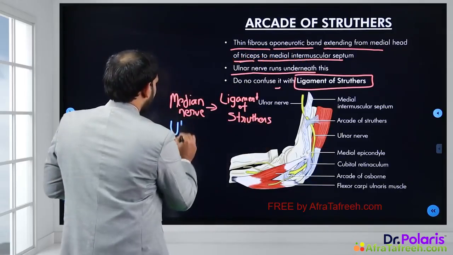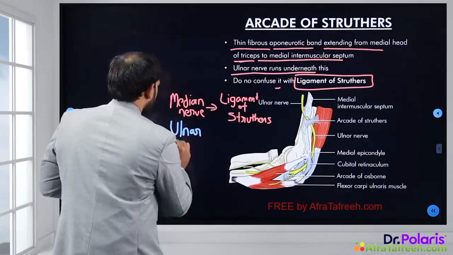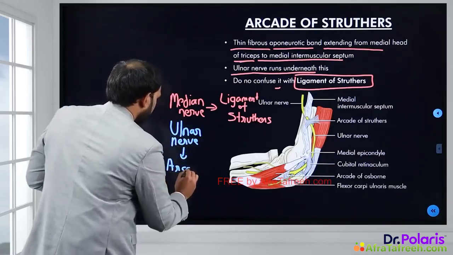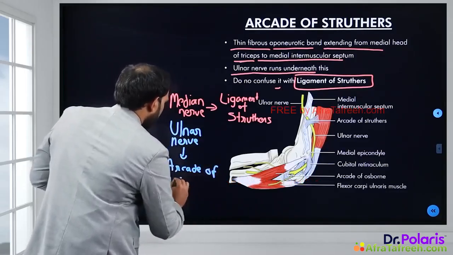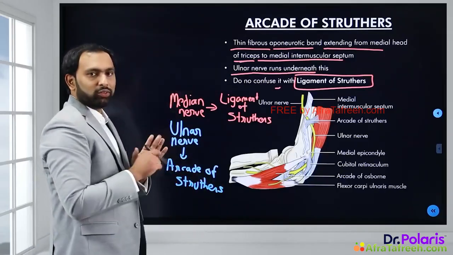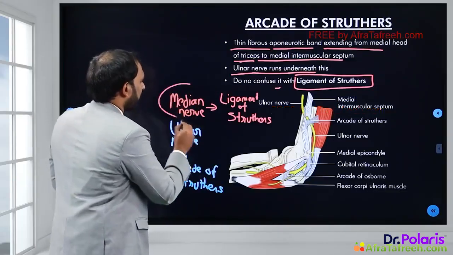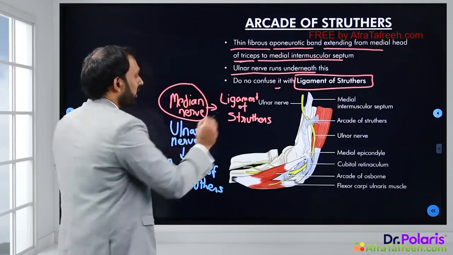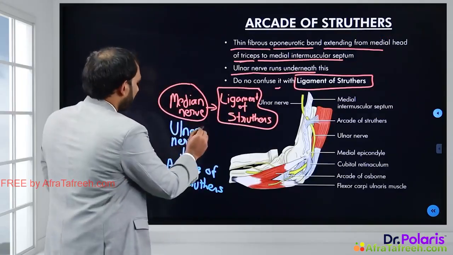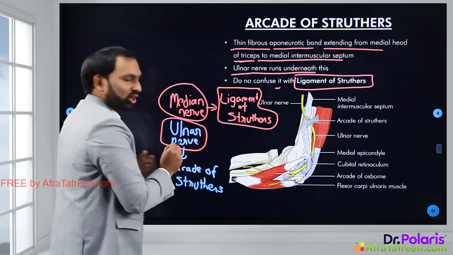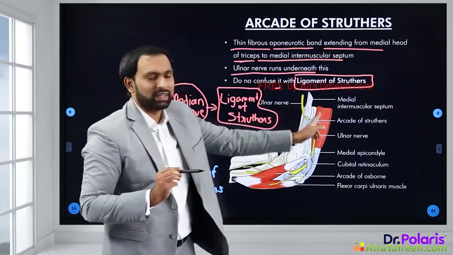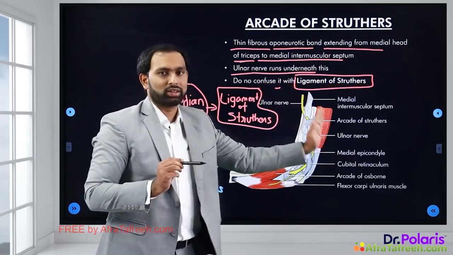But when we talk about the ulnar nerve, we talk about the arcade of Struthers. So do not get confused. Whenever we talk about the median nerve and if any compressive neuropathy of the median nerve is occurring, then we talk about the ligament of Struthers that is causing that compressive neuropathy. But when we talk about the ulnar nerve, we are talking about this structure, that is the arcade of Struthers, that is present after the medial intermuscular septum, posterior to the arm.